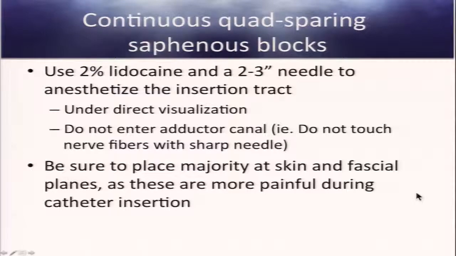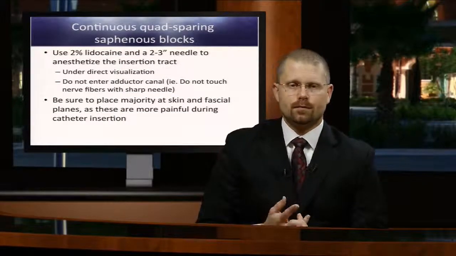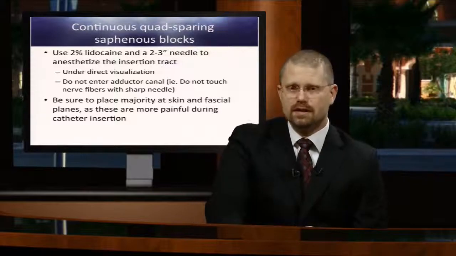I again use 2% lidocaine. It gives a much better block than 1%. I use a 2 to 3 inch 25 gauge needle to anesthetize the insertion tract, and do this under direct visualization. You don't want to poke the nerves you're going for with a sharp needle. Be sure to place the majority both at the skin and then at the fascial planes you pass through. These are much more painful than passing through the muscle bodies, but you do need some in the muscle body as well.